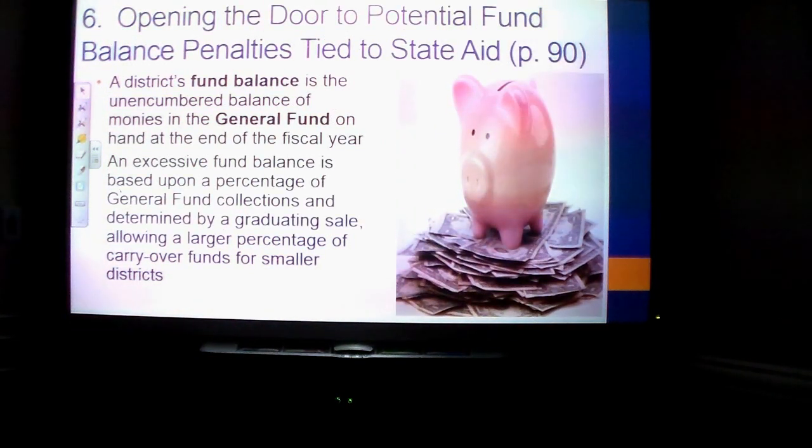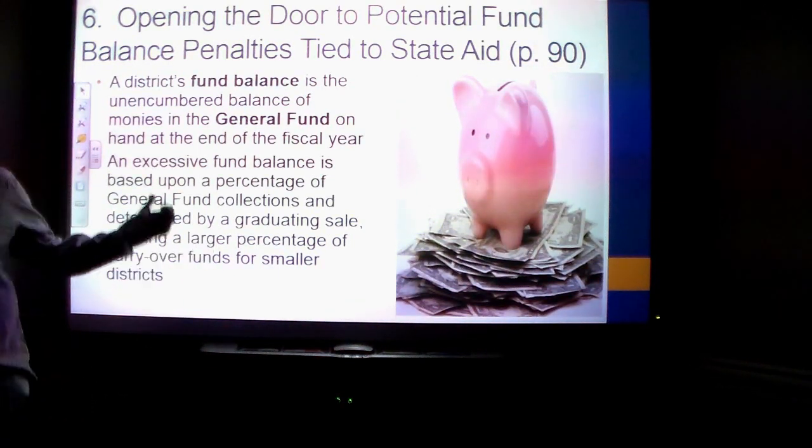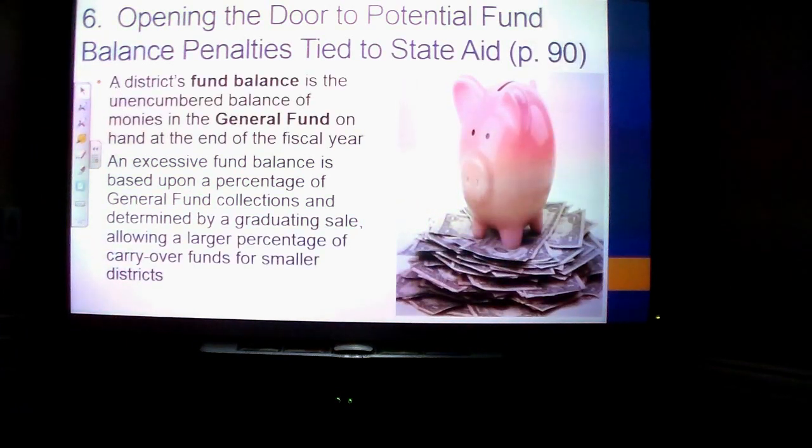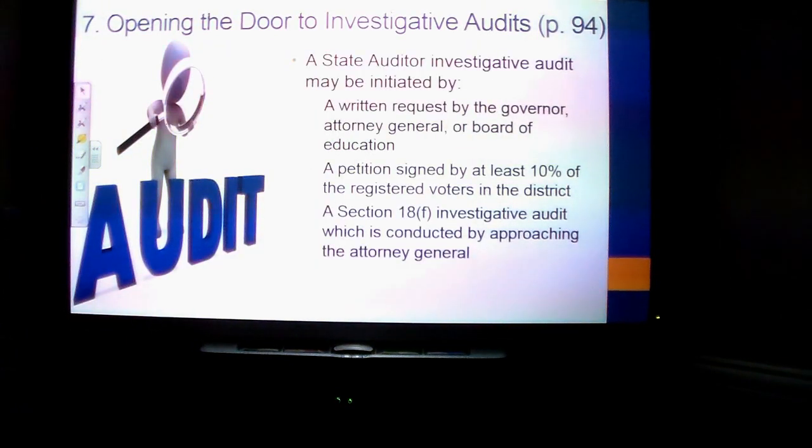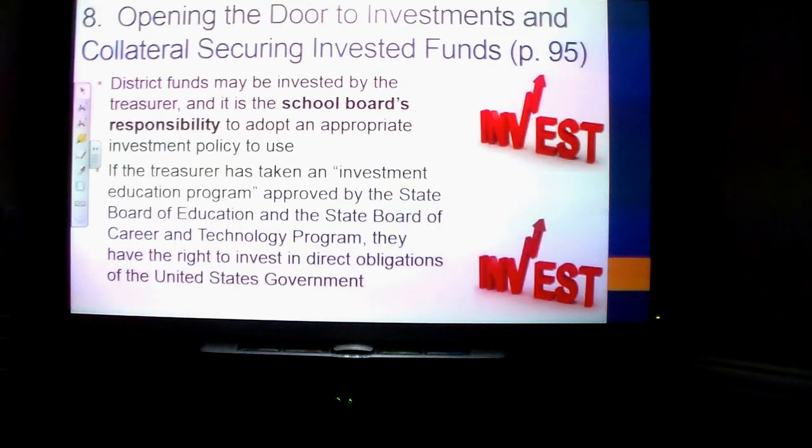So fund balance. The district's fund balance is the money in the general fund on hand at the end of the year. An excessive fund balance is based on different collections, and it's determined by a graduating scale, and sometimes you can have a carryover for funds for smaller districts. This is at the board's discretion as to what is permitted in the fund balance. State auditors are welcome to investigate, as long as there's a written request by the governor, attorney general, or school board, 10% of the voters in the district, or a Section 18F investigative audit, which is conducted by approaching the Attorney General, somebody going up and saying, hey, I think there's a problem with transparency, you need to look into this. That can be a problem as well.